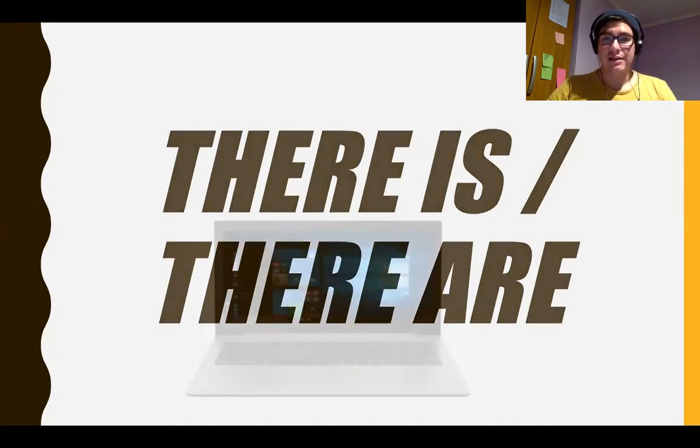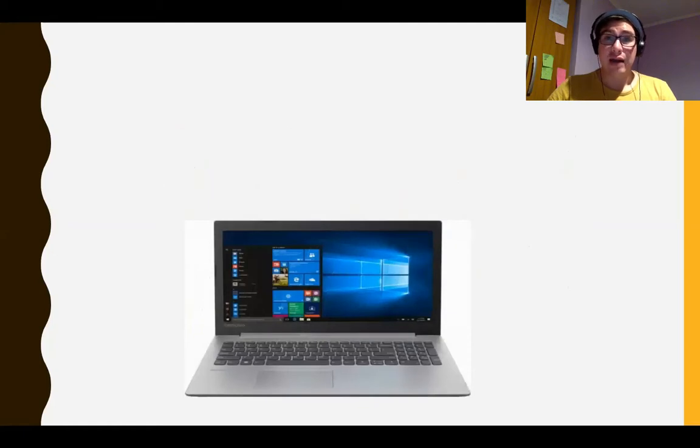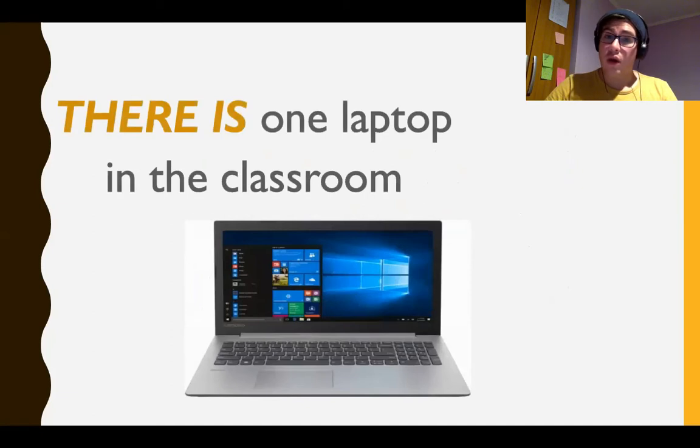Let's go for it. So this is a laptop. We can say there is one laptop in the classroom. So in this case we're going to use the expression there is, which also means hay, de haber. So there is one laptop in the classroom. We can say only one laptop in the classroom.